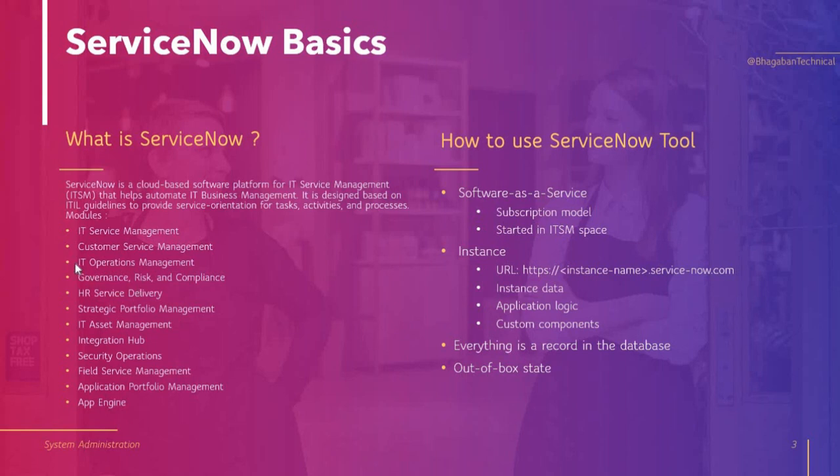Then IT ops, where automation things will come. If you want to do automations, discovery, CMDB management, all those things will come here. Then governance, risk and compliance, this is for security people, where you can raise a security incident, risk management, and what the compliance requirements are. This is the security module of ServiceNow. Then for HR, they have HR service delivery. So the HR service delivery module is for HR.